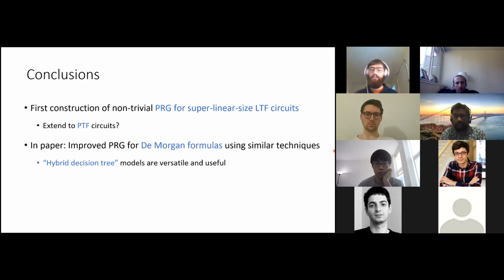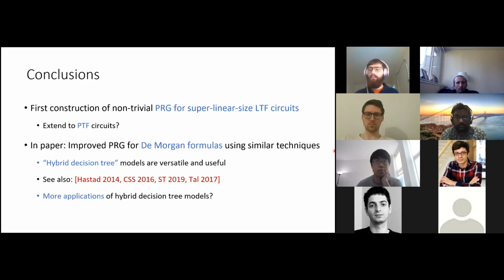And it's probably a good idea to have it as a tool in your mind for pseudorandom generator problems and other types of problems. And I mean, we're not the first to notice this. There have been several prior works that use similar types of models, these hybrid decision tree type approaches, and it seems to be very useful. And so I think it would be great to develop it further and find more applications and further refinements of these techniques and approaches.